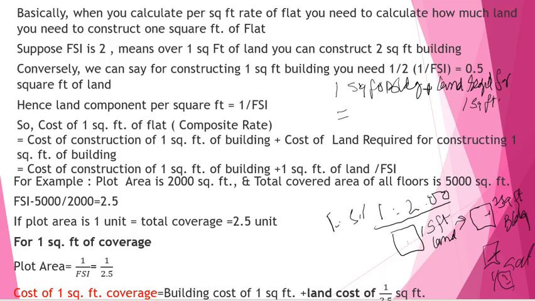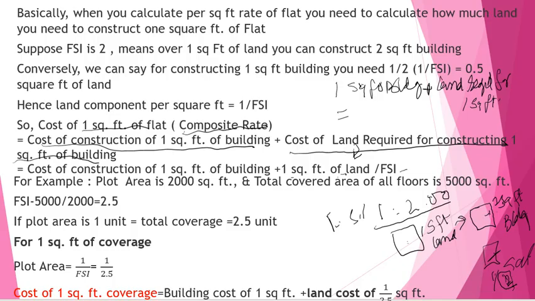This 2 is FSI. So the cost of construction of a flat, or a composite rate, will consist of cost of construction of 1 square feet of building plus cost of land required for constructing 1 square feet of building. So cost of construction of 1 square feet of building plus how much land is required? 1 square feet of land divided by this 2, which is FSI. So 1 square feet of land divided by FSI.